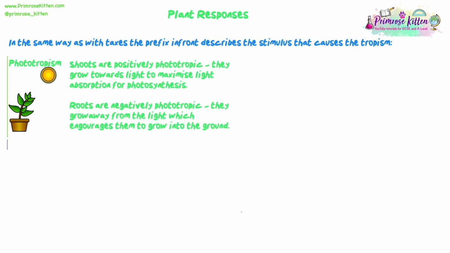So the first one is probably the most obvious one, phototropism. So photo, again, that prefix meaning light. So we're going to talk about shoots and roots as separate entities when we talk about these tropisms, because they often have different responses. So shoots are positively phototropic. They grow towards the light, and that makes sense because they want to maximize the light for photosynthesis. Roots are negatively phototropic, so they grow away from the light, which encourages them to grow down into the ground.